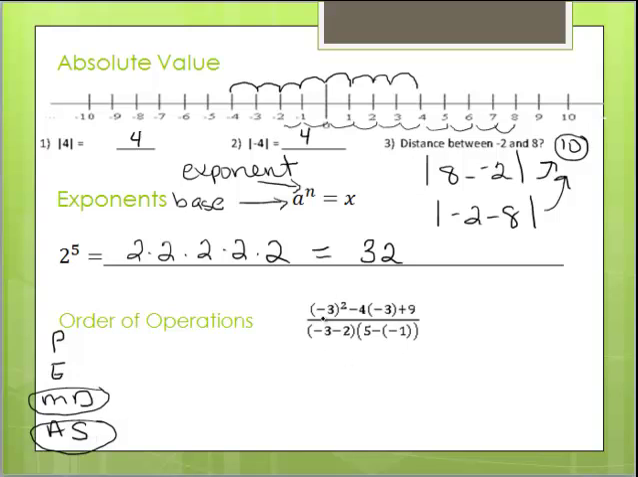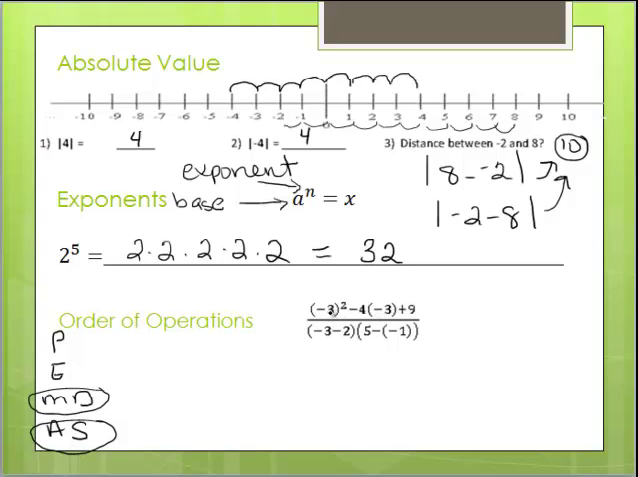So whenever you have a fraction like this, you treat the entire numerator as one problem, the entire denominator as one problem, and at the very end of the problem you either divide, which is what this fraction bar means, or you could just reduce the fraction. So looking at the numerator, I see an exponent. I do see parentheses, however, inside the parentheses there's nothing to do.